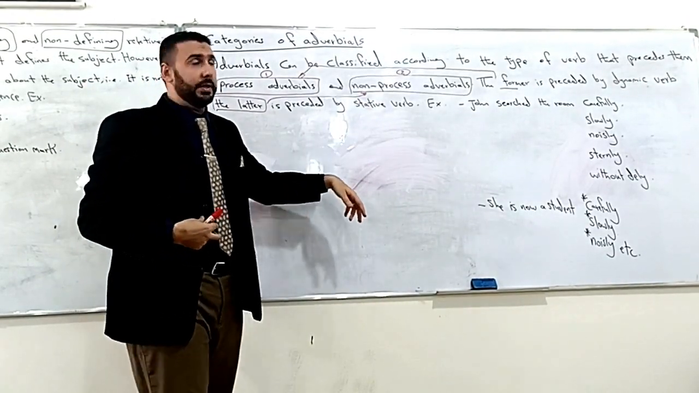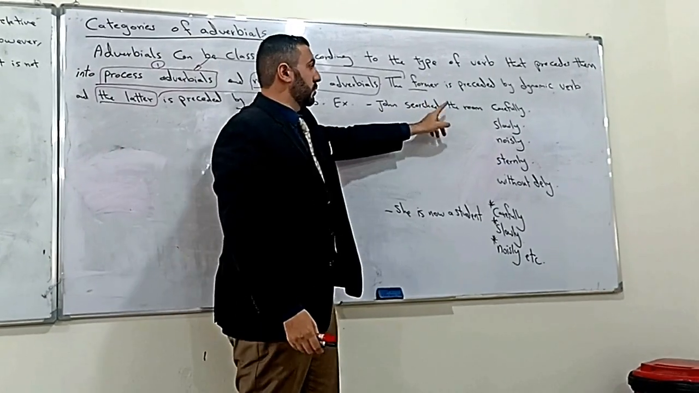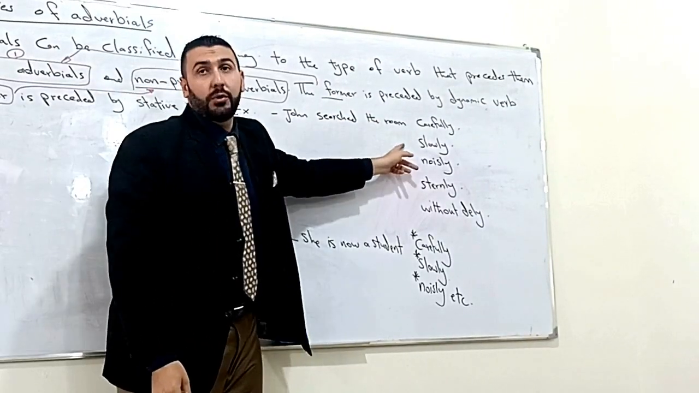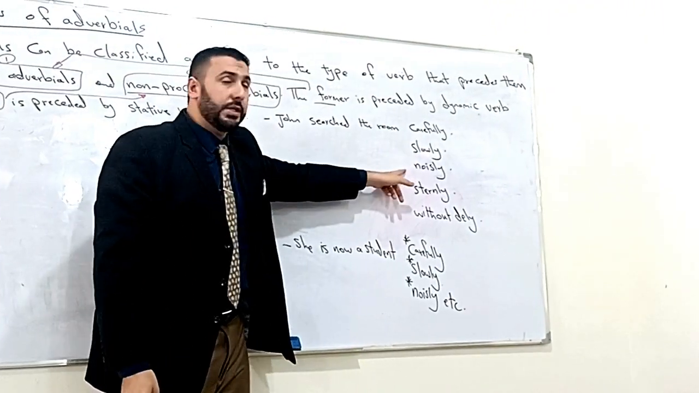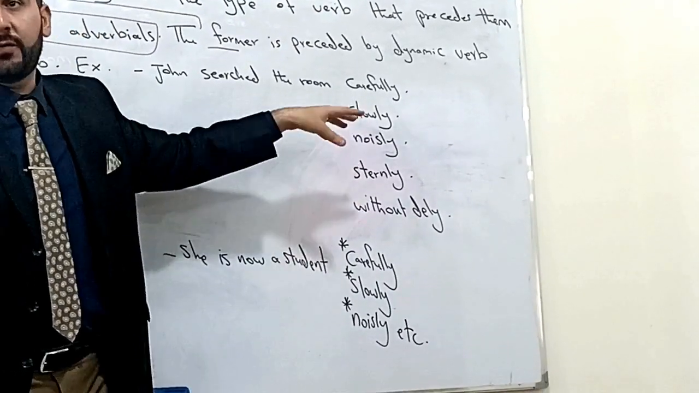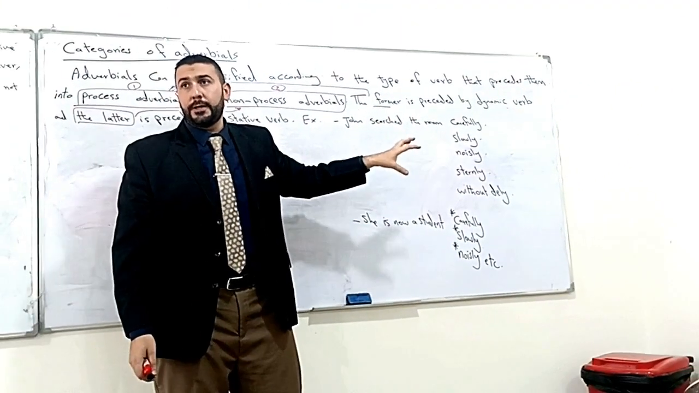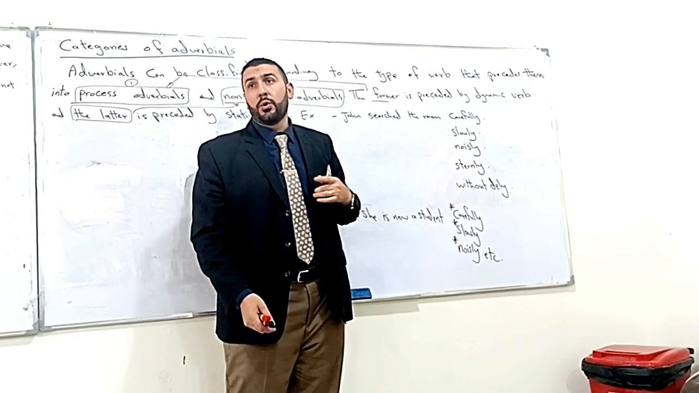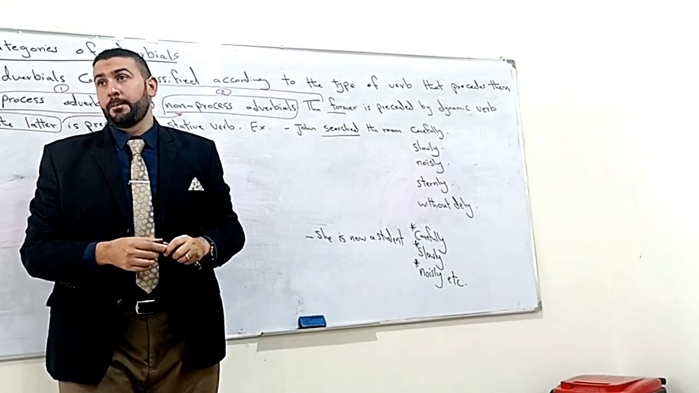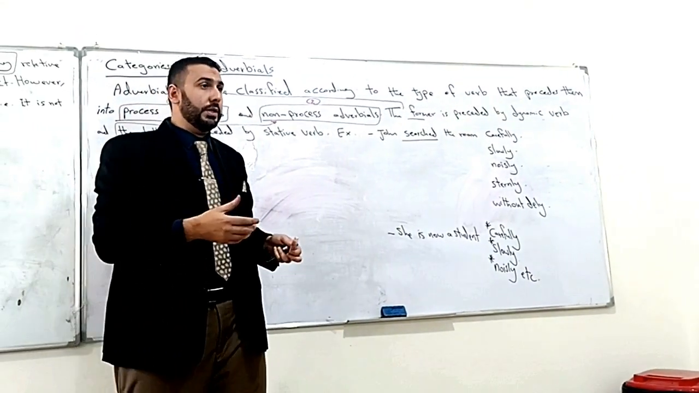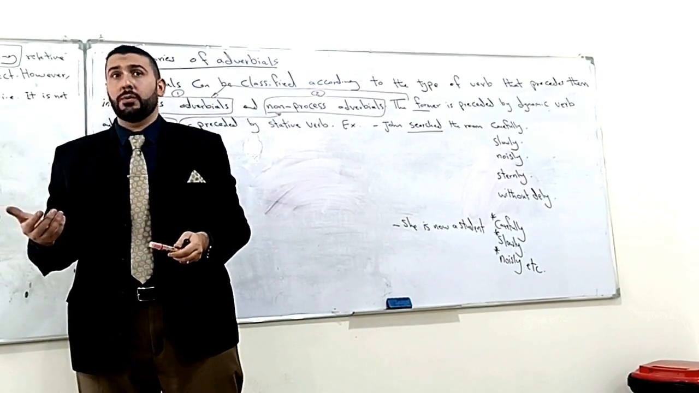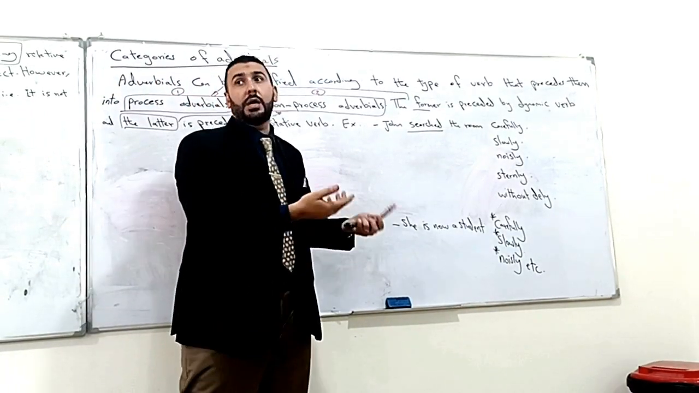So consider this example, please. John searched the room carefully. We can change the adverbial carefully with slowly, and we can change it with noisily. We can change it with sternly or without delay. So whatever adverbial you use, they can be applied here in this sentence. Why? Because the verb search is a dynamic verb. I can change it into the past continuous and I say John was searching. I can change it into a present continuous and say John is searching for it.